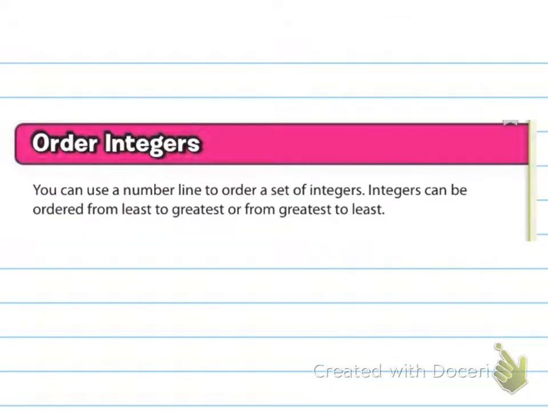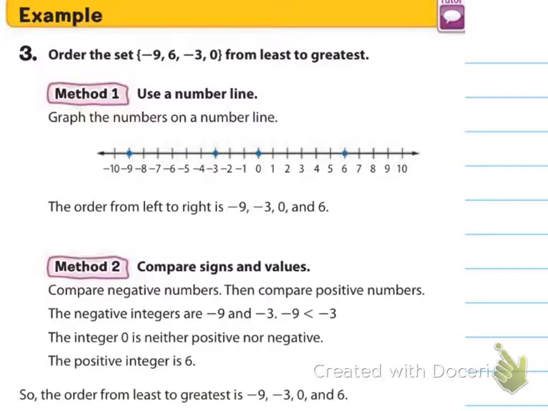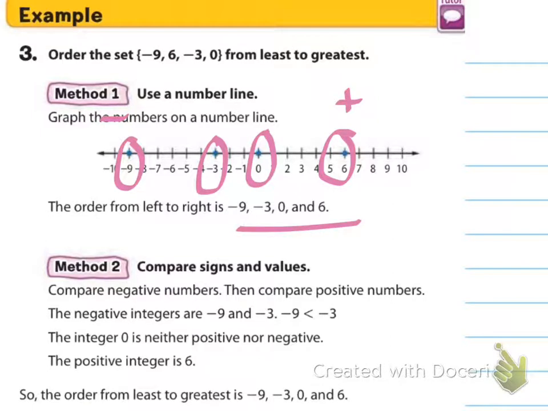All right, so ordering integers. You can use a number line to order a set of integers. Integers can be ordered from least to greatest or from greatest to least. So ordering the set of -9, 6, -3, and 0 from least to greatest on a number line, we'd be looking at the bigger negative numbers, the smaller they really are. So we've got our -9 over here, our -3, our 0, and our +6. The greatest number is over here, the smallest number is to the left. So to write this in order, -9, -3, 0, and 6.